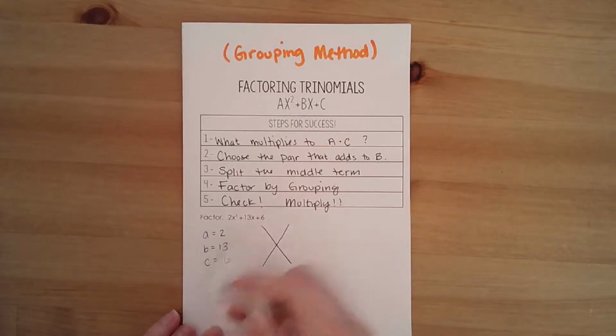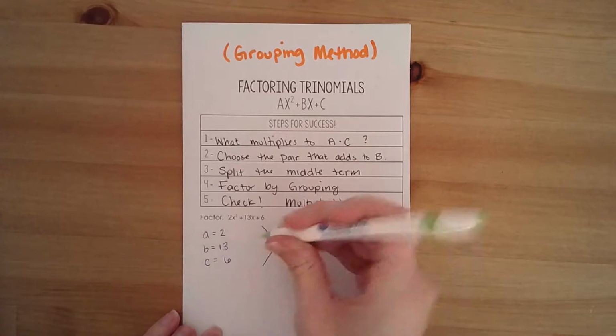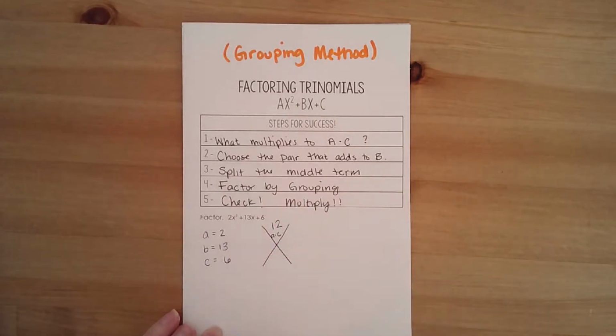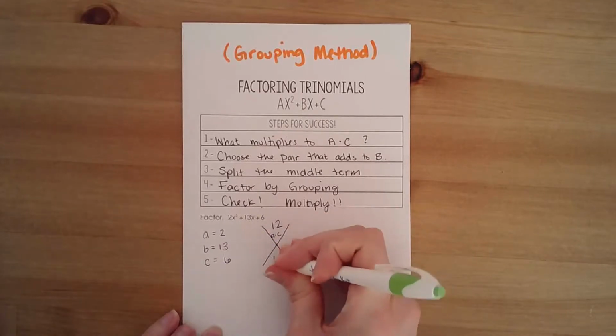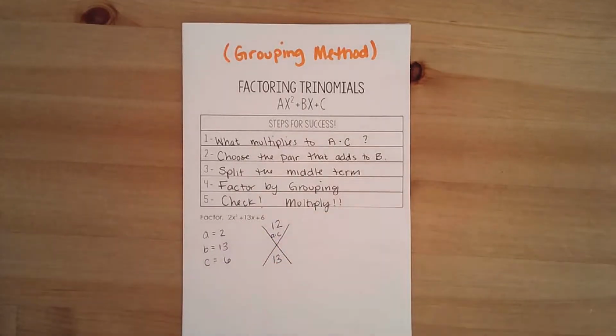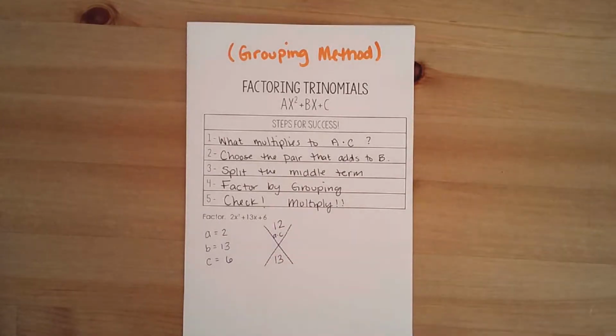Well, a times c would be 2 times 6, that's 12. I need two numbers that are going to multiply to 12 and add to 13. Does this look familiar yet? These are the diamond problems that you solved before.